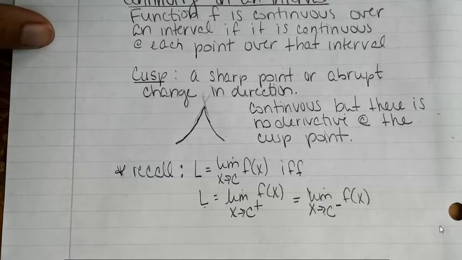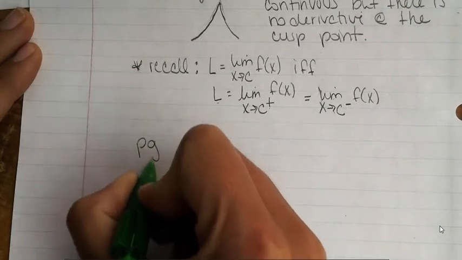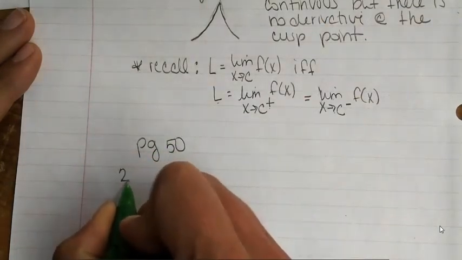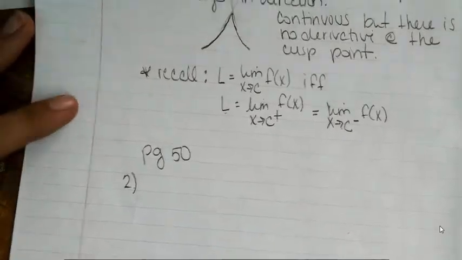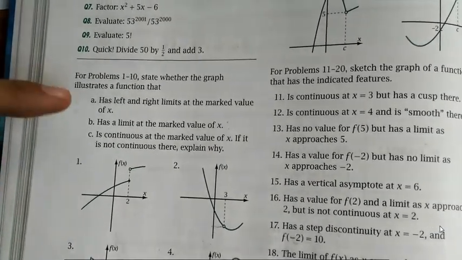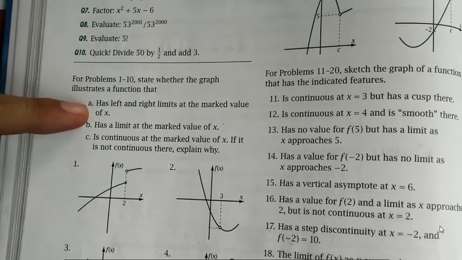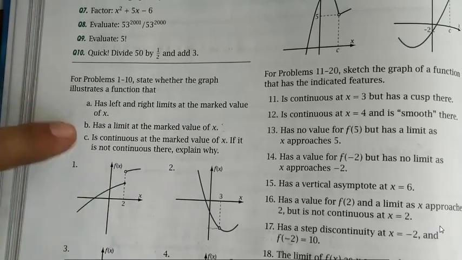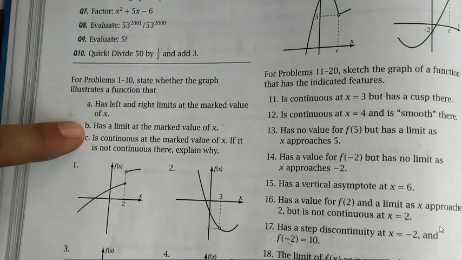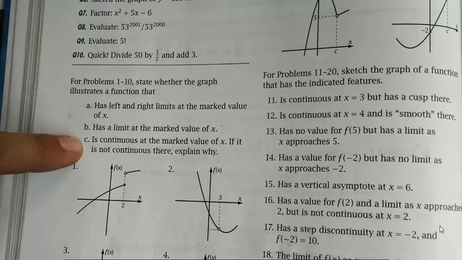Let's do a couple of problems. I'm going to look at page 50. Let's start with number 2. So these problems on page 50 ask you to answer 3 questions. Okay, so state whether the graph illustrates a function that has left and right limits at the marked value of x, has a limit at the marked value of x, and is continuous at the marked value of x. If it is not continuous there, you need to explain why.